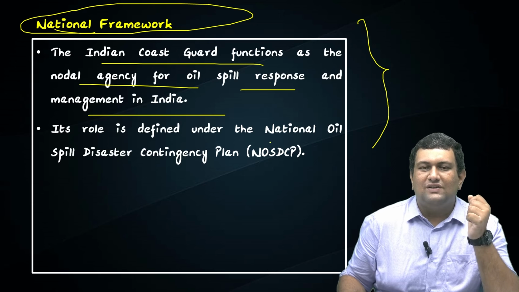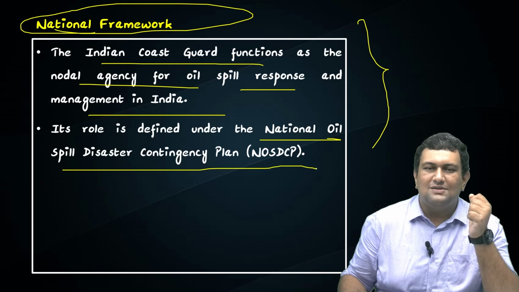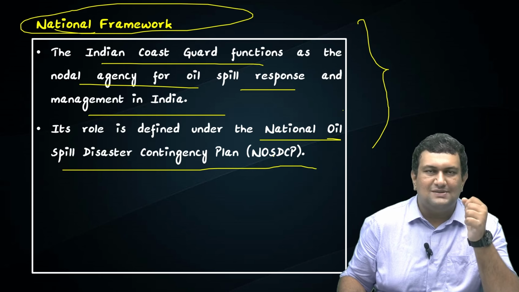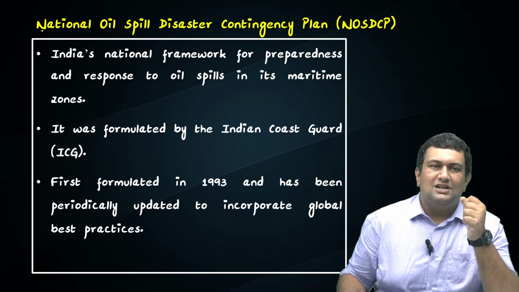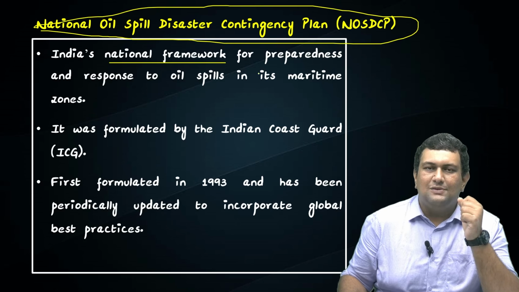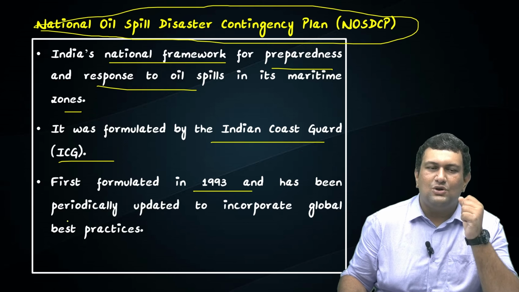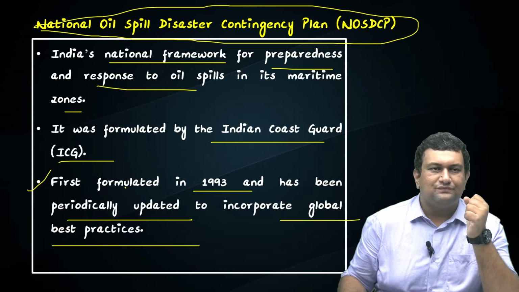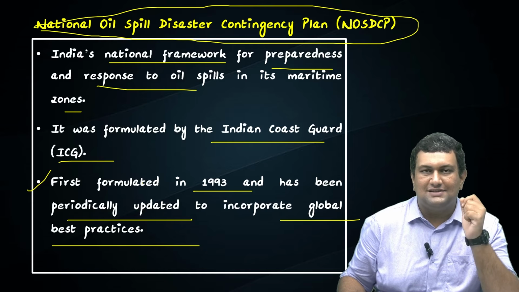Second is its role is defined under the National Oil Spill Disaster Contingency Plan. This is also important and can also be asked in mains as well as prelims. So we will see about this National Oil Spill Disaster Contingency Plan. It's India's national framework for preparedness and response to oil spills in its maritime zones. It was formulated by the Indian Coast Guard, first formulated in 1993, and has been periodically updated to incorporate global best practices. So important points, please take note of it. You can quote them in mains.